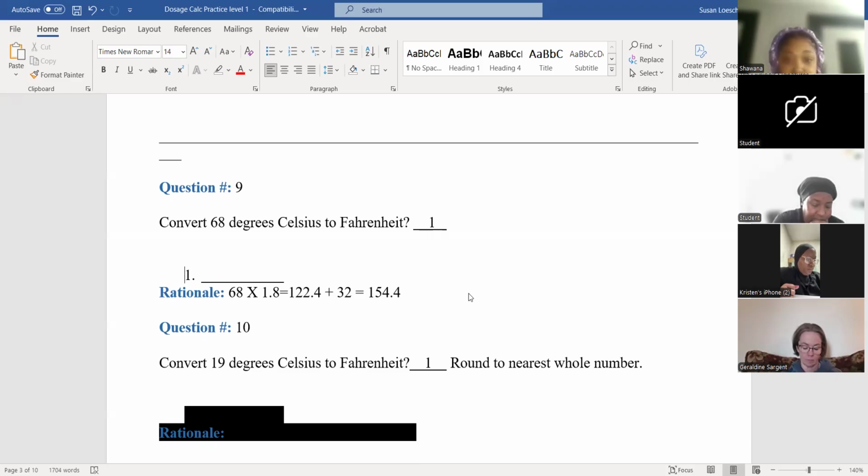So remember, Celsius to Fahrenheit, we're going high. We're going to multiply and then add.